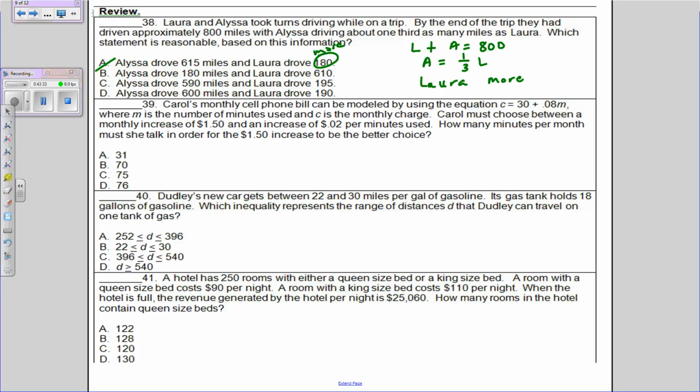In B, Laura's more, so we'll come back and look at that in a minute, and it looks like Alyssa's about 1/3 of Laura. And C, it's out because Alyssa has the higher number. D is out because Alyssa has the higher number, so we never really had to solve that when B was our answer choice. But you could work it through and see which set of numbers works in both equations. 180 plus 610 is equal to 800, and 610 divided by 180 should be 3.